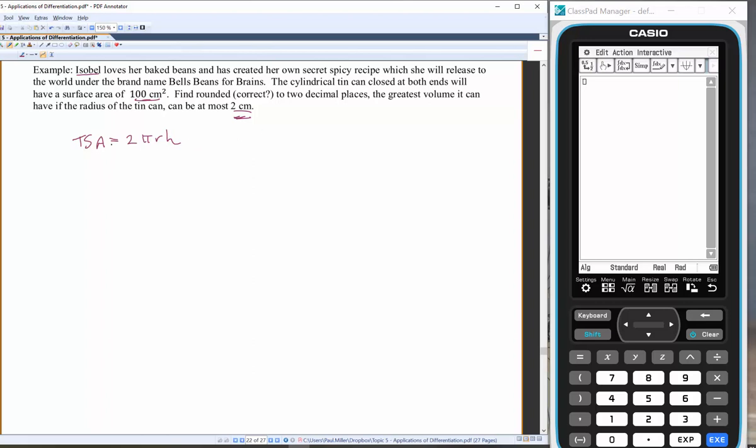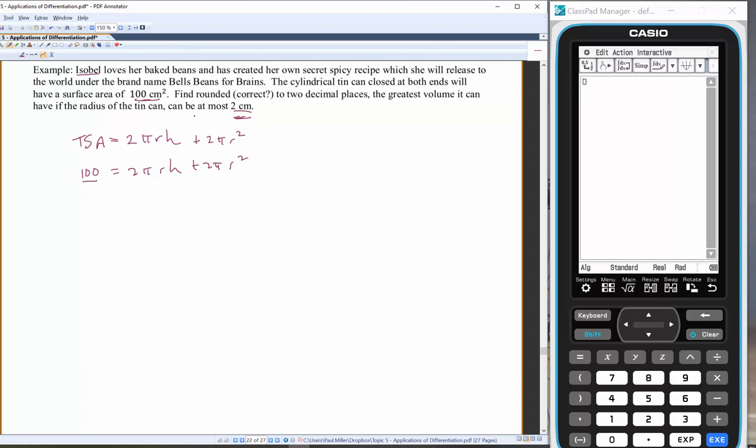Now, that's the curved surface area, 2 pi r h, but that's only part of the total. So what we need to do is note that in amongst this badly phrased sentence, we're assuming that it's going to be closed at both ends. So we're going to add 2 pi r squared, which is the area of the ends. Now I know the total surface area is 2 pi r h plus 2 pi r squared, so I know it's going to be 100, right?